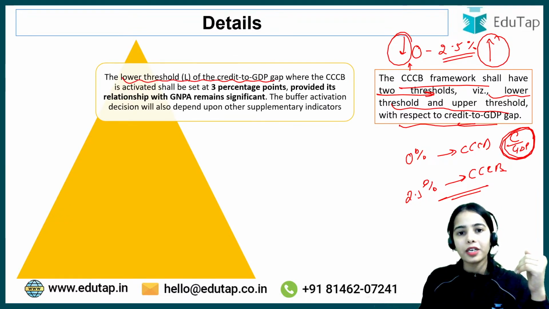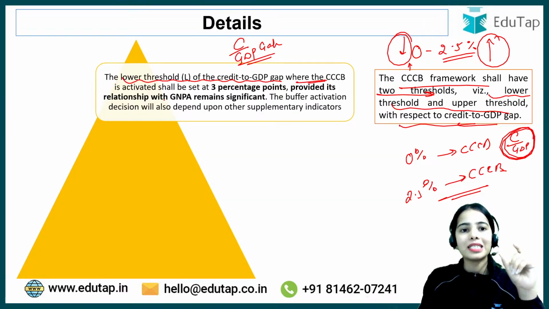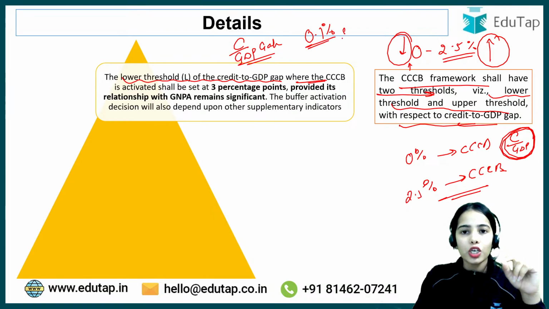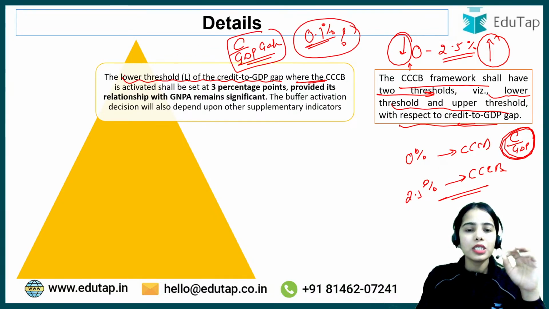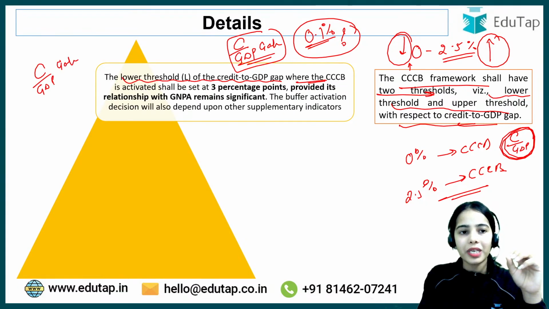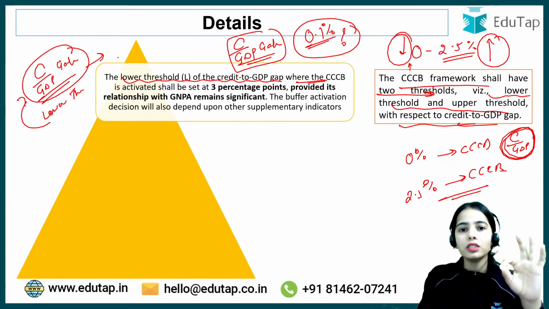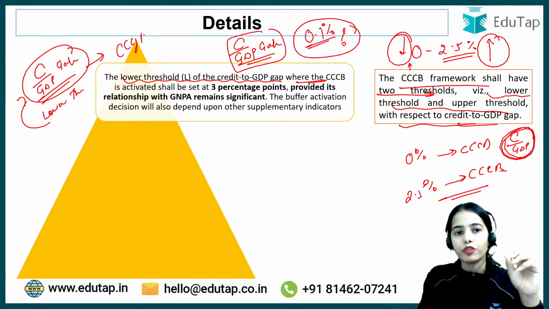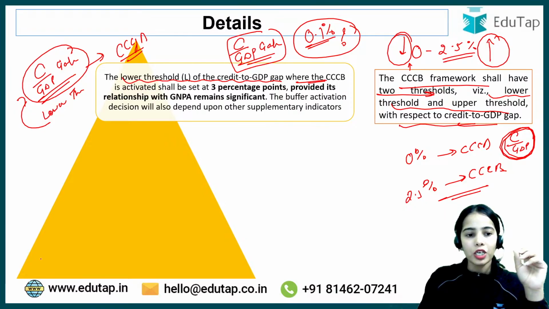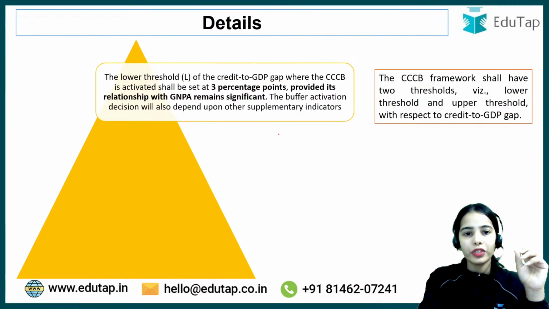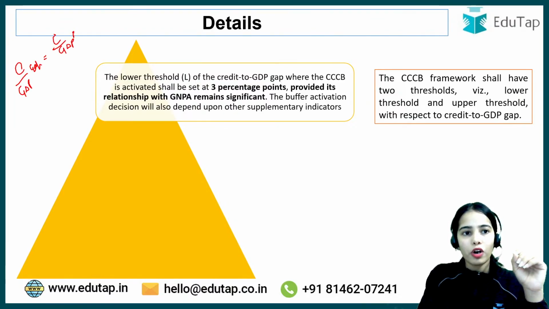So the lower threshold of the credit to GDP gap is where the CCyB is activated. What is the lower threshold of the credit to GDP gap where the counter-cyclical capital buffer will be activated or initiated? That we have to understand. The credit to GDP gap is the credit to GDP ratio of the current period minus the long-term trend of the credit to GDP ratio.